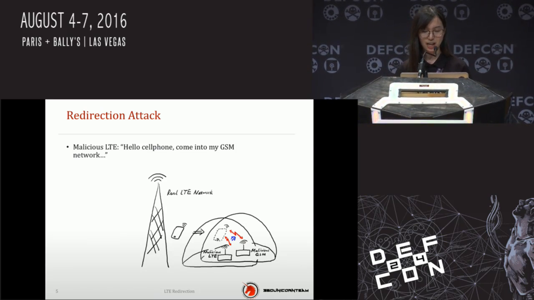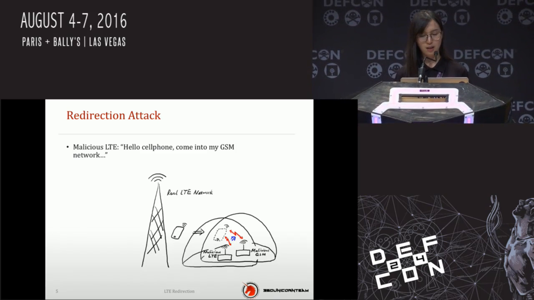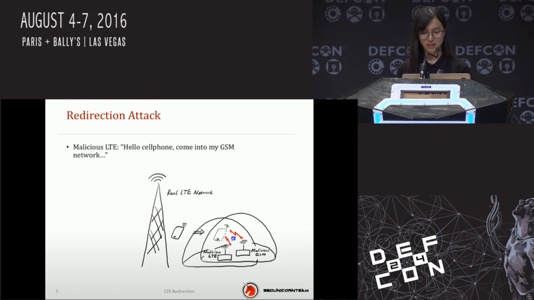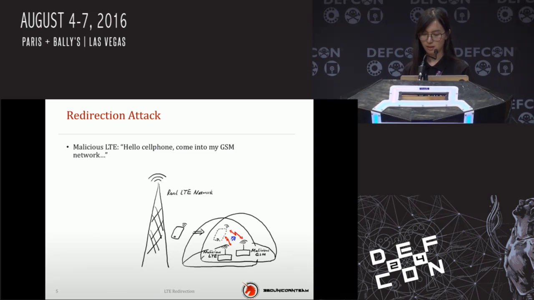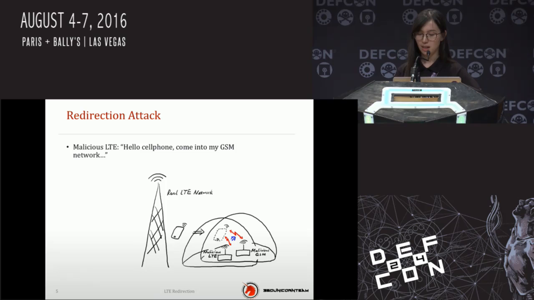Then the malicious LTE base station will tell the phone, go to my GSM network. Okay, the cell phone has to follow its command and enters into the malicious GSM network. Well, when the cell phone enters the malicious GSM network, the attackers could do further attacks, such as eavesdropping on conversations, intercepting the SMS, or analyzing data traffic.